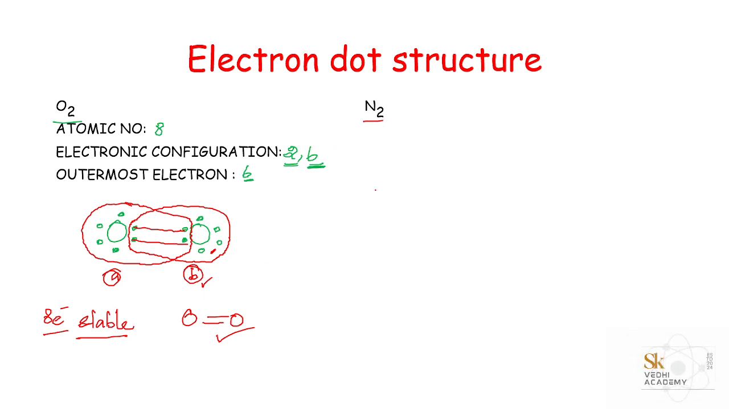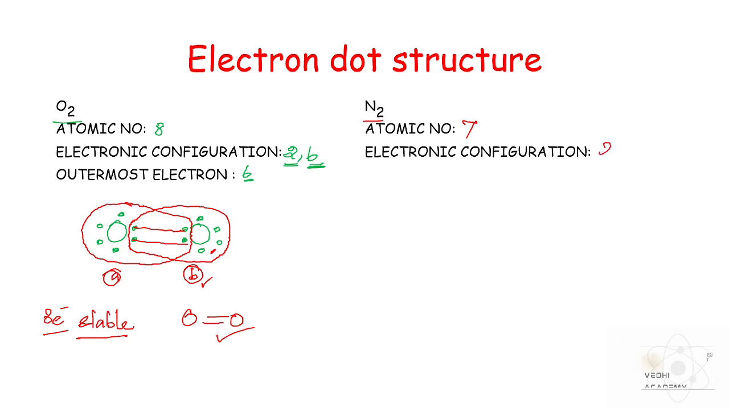So what is the first thing you want to write? Atomic number. Atomic number of nitrogen is 7. And coming to the next, electronic configuration. What is the configuration? 2,5 is the configuration. And coming to the outermost electron, so outermost electron is 5. I hope you know to write electronic configuration. We'll revise once again, okay?